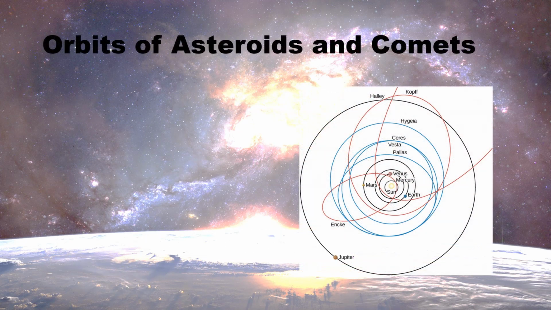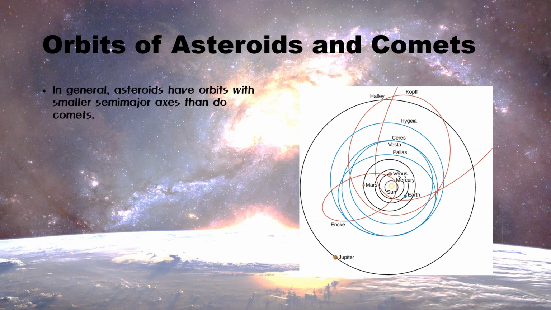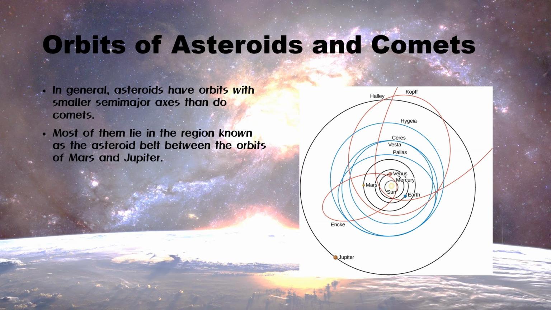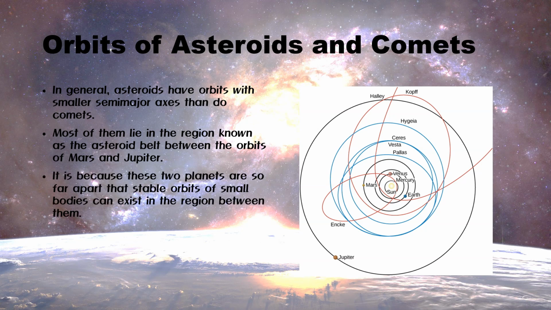So if we start looking at the orbits of, let's say, asteroids and comets in relation to our planets, because obviously these are still celestial bodies that are part of our solar system, in general, asteroids have orbits with smaller semi-major axes than do comets. Where are most of the asteroids? Well, most of our asteroids are in the asteroid belt, between the orbits of Mars and Jupiter. And because they're located there, they're going to be closer than our comets.